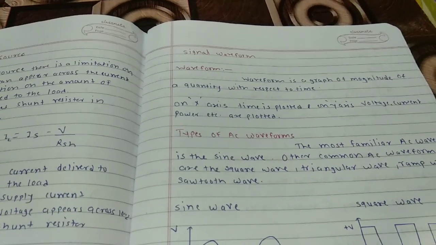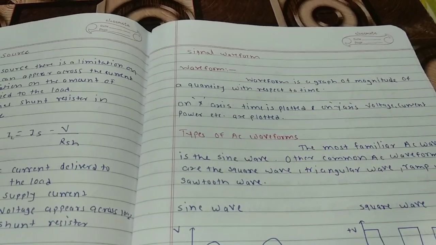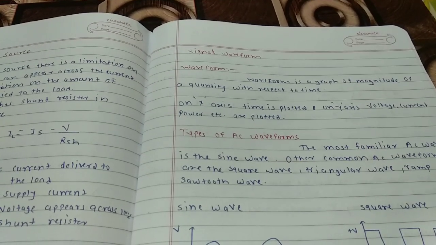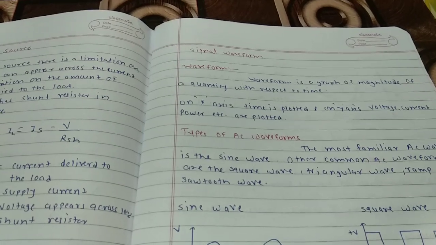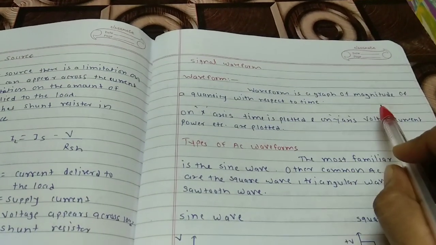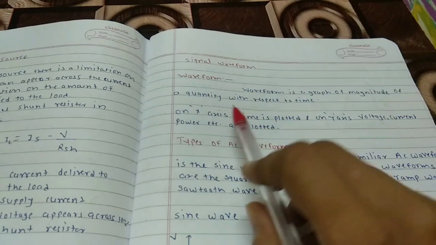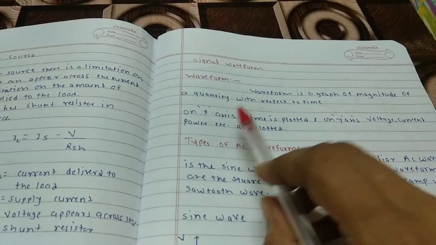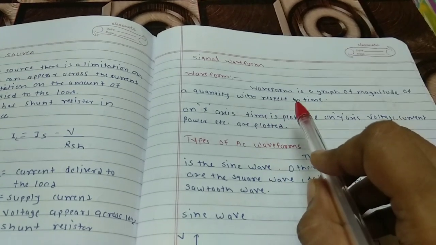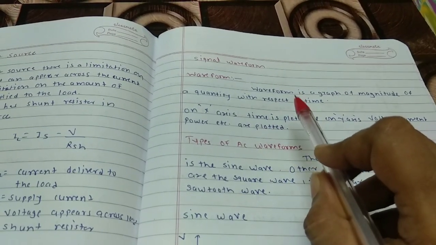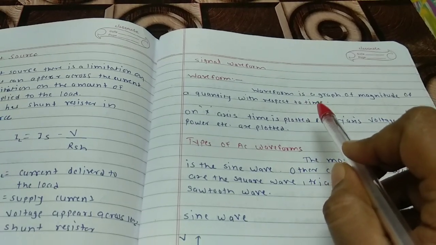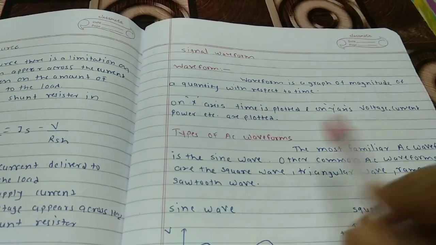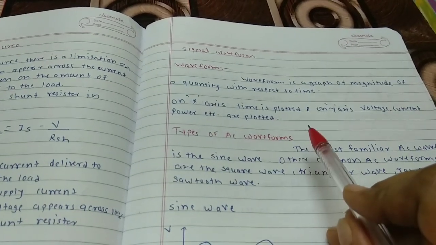So now we will see what are the different kinds of signal waveforms we are using in electronics. Let's start with the definition of a waveform. Firstly, what is a waveform? A waveform is a graph of the magnitude of a quantity with respect to time. That quantity can be voltage, current, power, or any such quantity. On the x-axis, time is plotted, and on the y-axis, voltage, current, power, etc. are plotted.